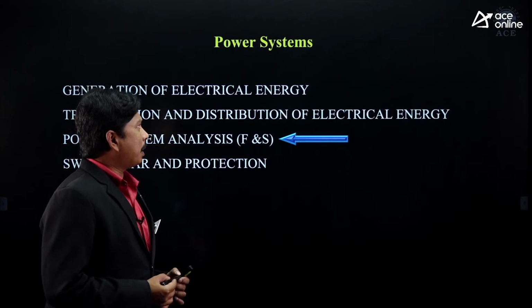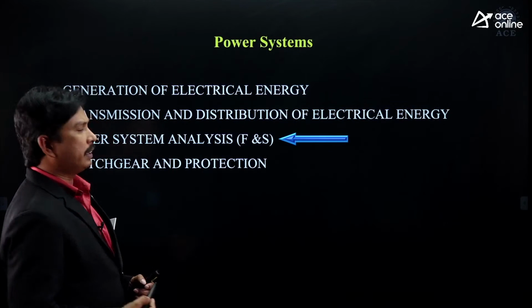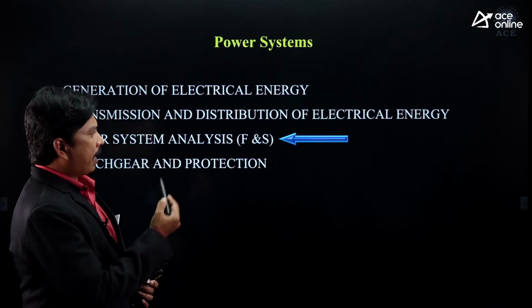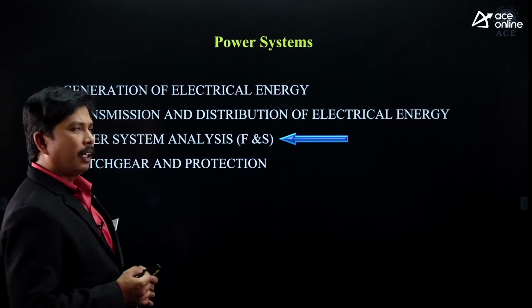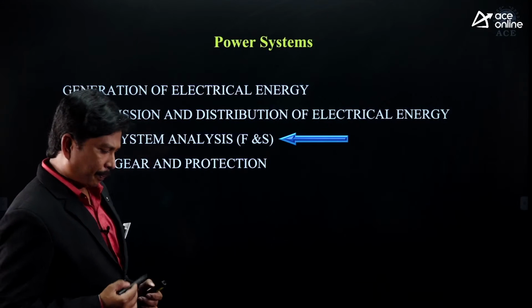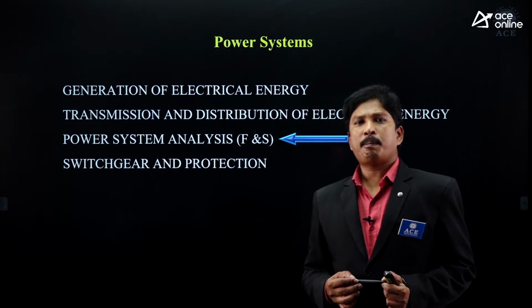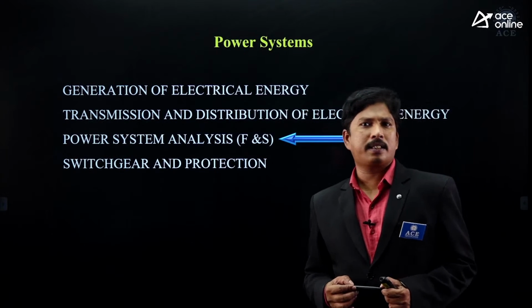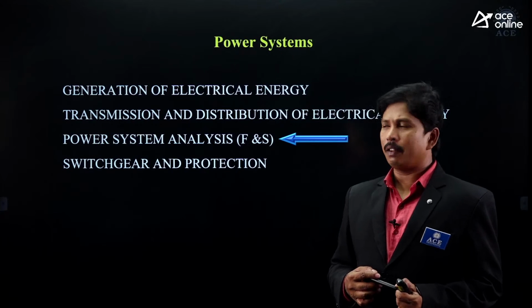Now coming to the syllabus of power system. This is the syllabus of power system. It consists of generation of electrical energy, transmission and distribution of electrical energy, power system analysis, and switchgear and protection. As we have already discussed, the power system itself consists of approximately 13 to 16 marks of overall weightage.